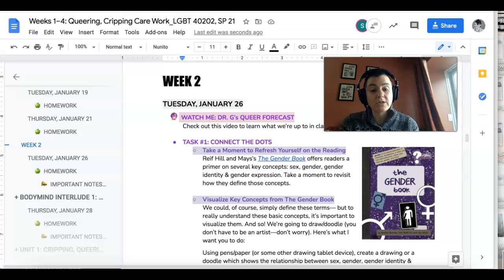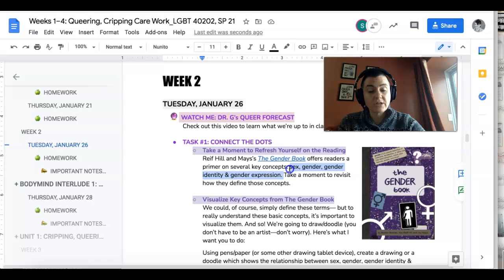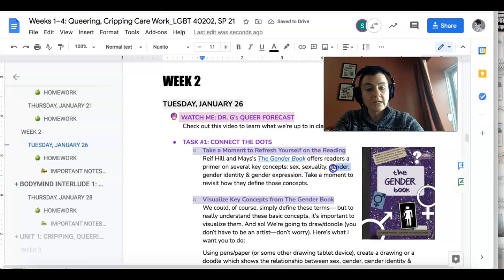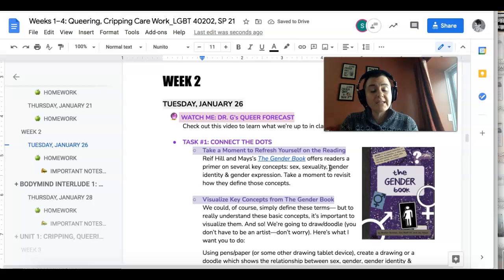In particular, I want you to pay attention to how the authors describe the difference between sex, gender, gender identity, and gender expression. Actually, there should also be in there sex, sexuality, my bad. So sex, sexuality, gender identity, and gender expression, okay? So pay attention to how they define those concepts.